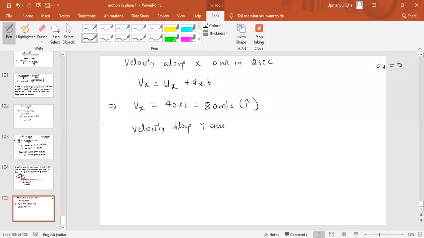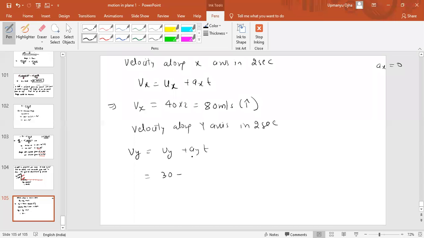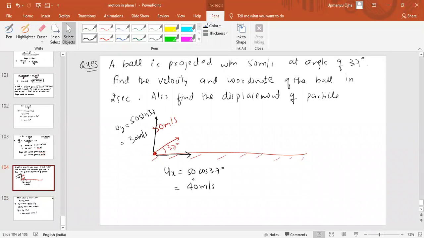Now the velocity along the y-axis in 2 seconds would be Vy equal to Uy plus Ayt. Uy is 30. 30 minus, Ay is minus g, which means 10 into 2. So it will come as 10 meter per second j cap. Correct? Something is wrong here. 40 into 2, 80 only will come, no? Along the x-axis it will come as 80.